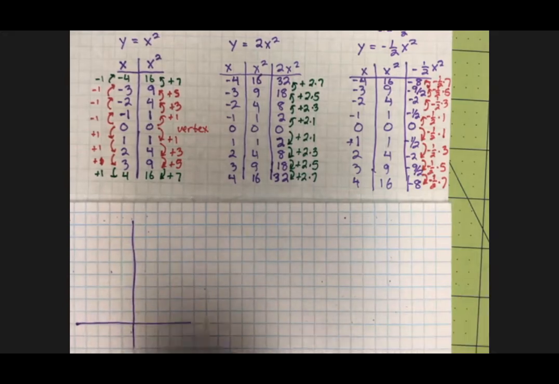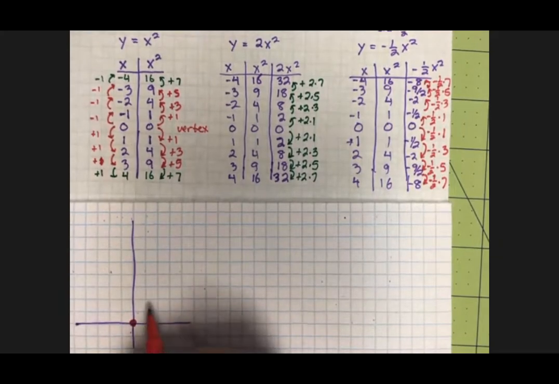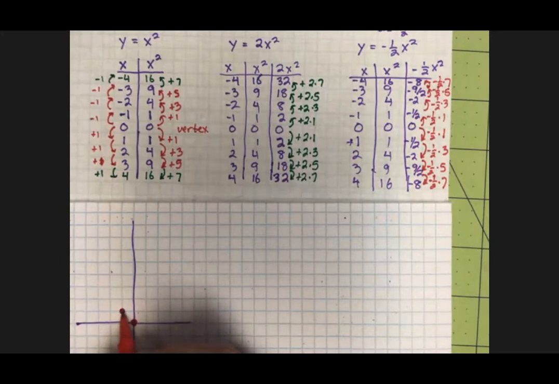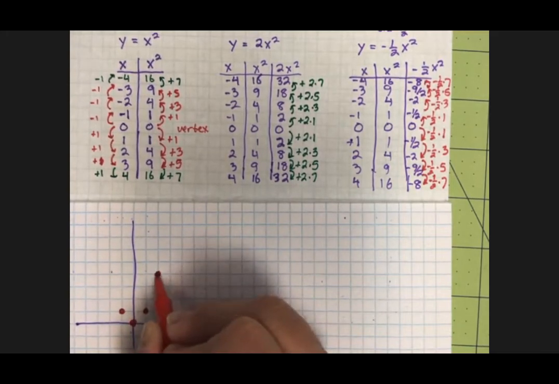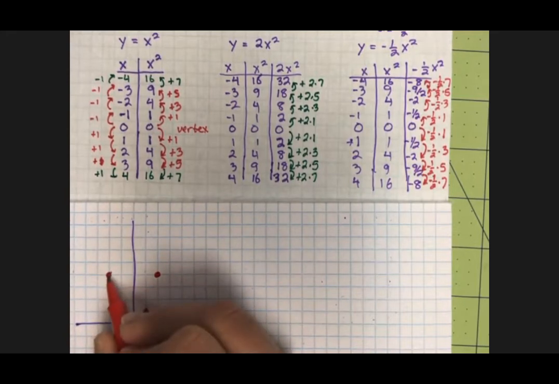So in this first case, I'm going to mark 0, 0. And then 1, 1, and minus 1, 1. Do you notice I took one step left, one step right, and I moved up 1. Next time I take one step left and I move up 3 to 4. 2, 4, minus 2, 4.